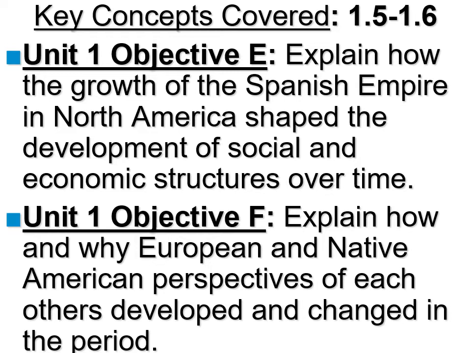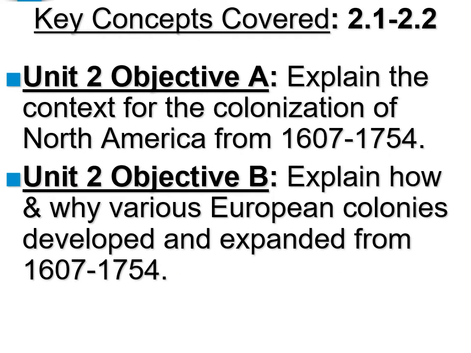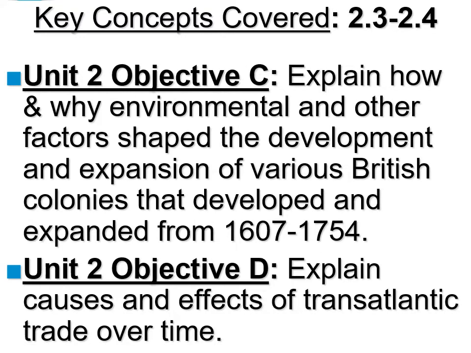In general, lots and lots of misunderstandings of each other and lots of confusion. Also looking at the effects of this transatlantic voyage, the Columbian Exchange. But we're also going to take this a little bit deeper into period two, looking at the context for colonization of North America, when we talk about the English more specifically. We're looking at the context in which that happens and how, and we will get specific in future videos, explaining how and why different European colonies developed and expanded during this time period.